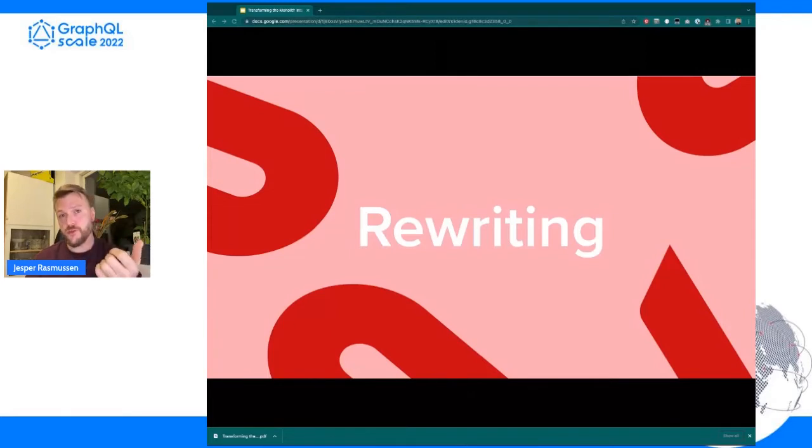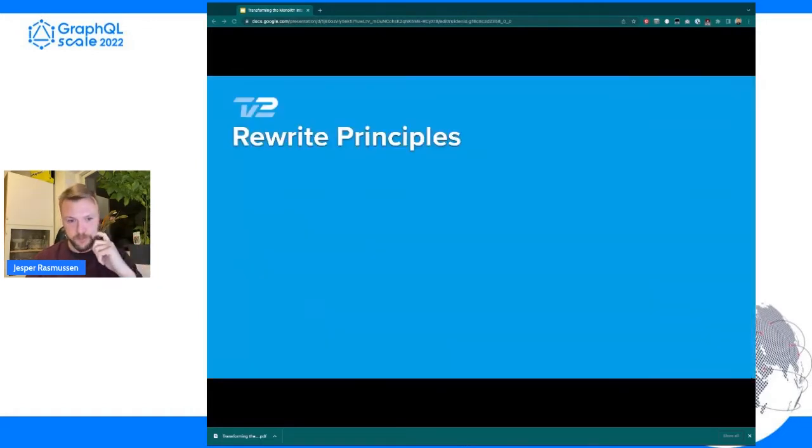So we needed to do some rewriting, and in the process of doing so, we wanted to make it as safe as possible for the backend developers, or the API developers, as well as the client consumers. So we came up with a few principles for making the process of rewriting as safe and as simple as we possibly could. So the first principle we had was keep it simple.